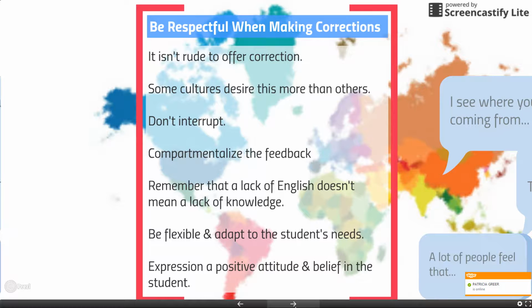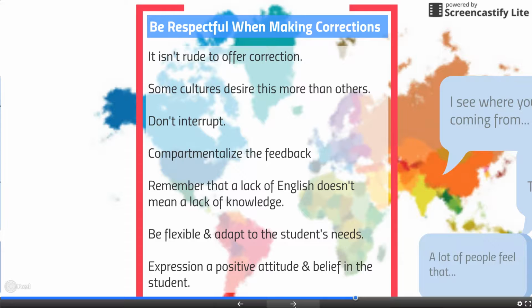So don't be giving constructive feedback every single time they speak, but maybe after everyone has spoken, you could make a note of a few things that you would like to correct. This shows great respect to your student. Keep in mind that just because a student is lacking English skills, it does not mean that they're unintelligent or lack knowledge. So keep that in mind to respect your students.